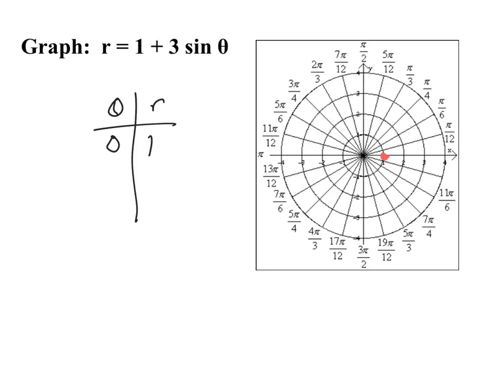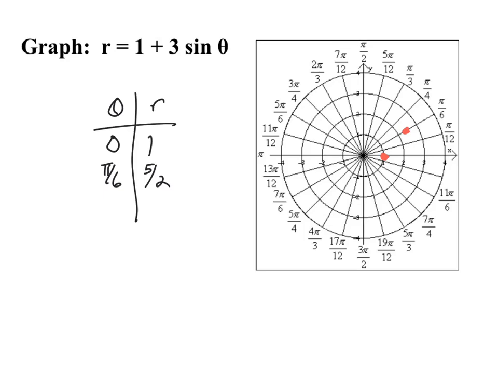All right, the next maybe easy one would be pi over 6, because the sine of pi over 6 is 1/2, so you've got 3 times 1/2, so 3 halves are 1.5. 1 plus 1.5 is 2.5, so 5 halves are 2.5. So going on that pi over 6 line, going out 2.5 units, kind of towards here.